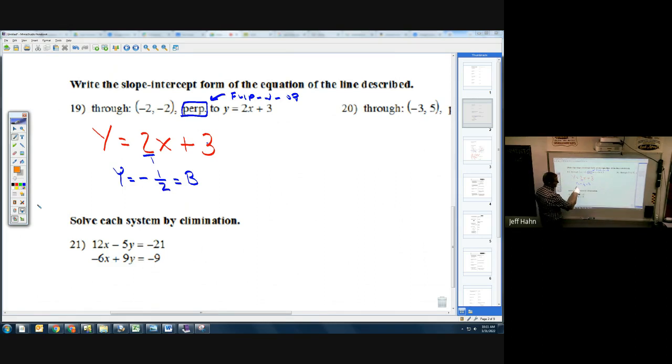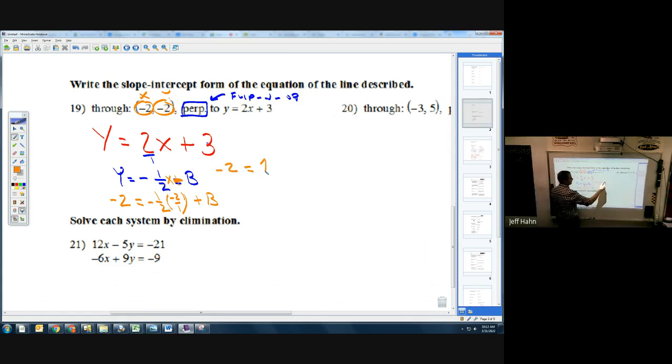Well, now it just takes this equation, I'm sorry, this should be x there, and put this in for x and this in for y. So -2 goes for y. I take -1/2 times what x is, which is also -2, making a fraction. What is -1/2 times -2? Half of -2 is -1, so I get -2 equals 1 plus b.